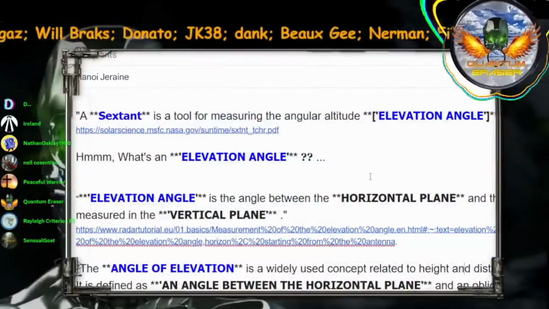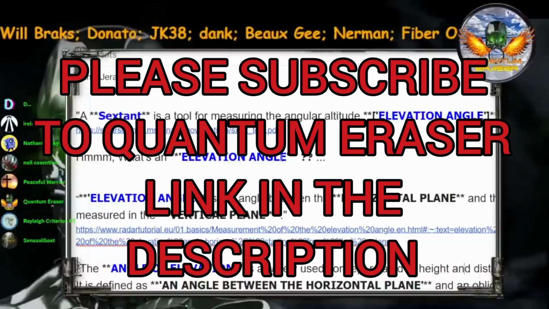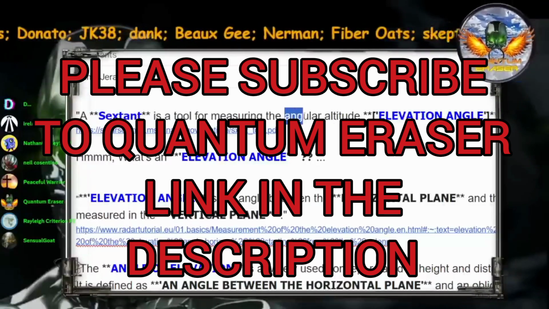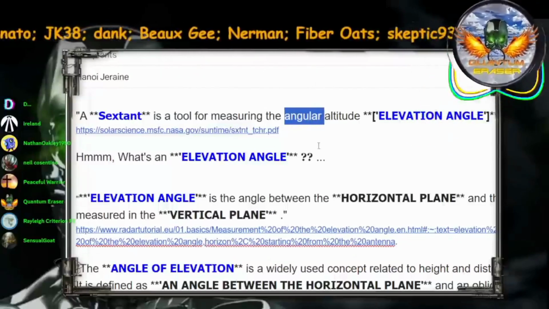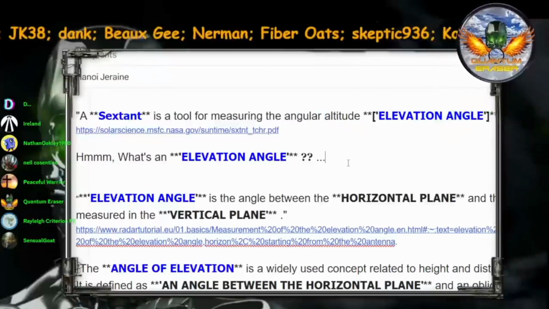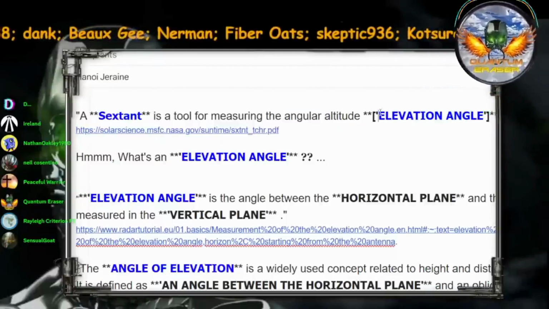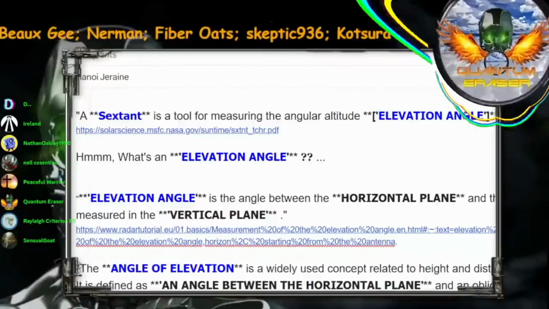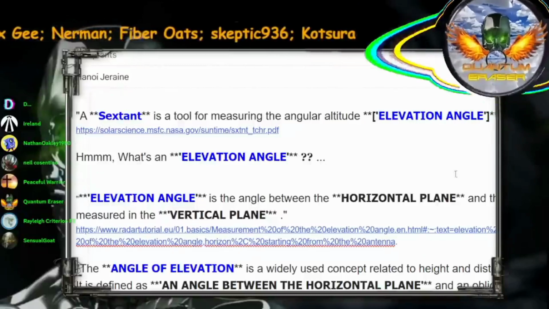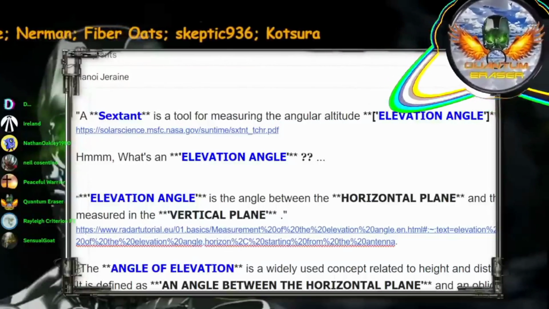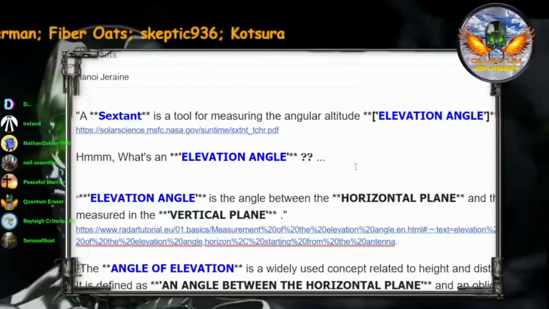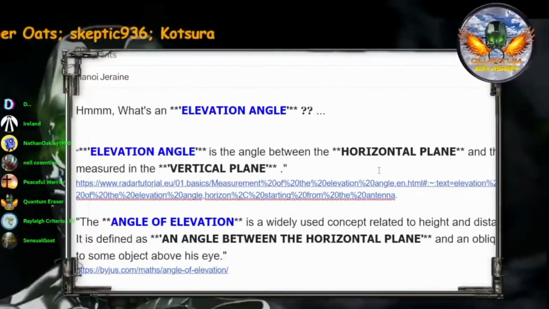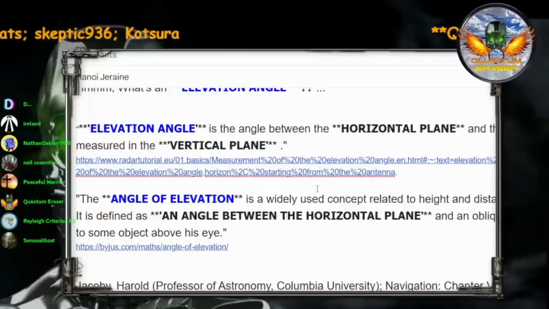Listen up, Hanoi Gerain. A sextant is a tool for measuring the angular altitude. See, this word right here should have given the game away. Angular altitude. That means elevation angle. Angle, triangle, you get it? Of a star above the horizon. So, what's an elevation angle? Let's see if we can see what it is.